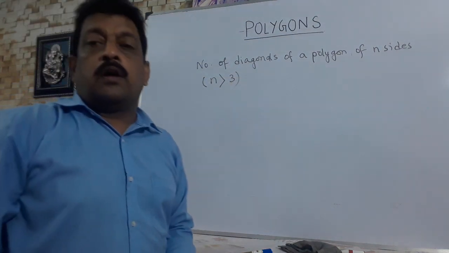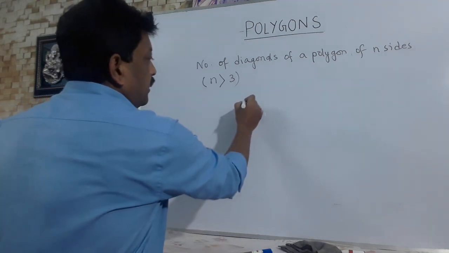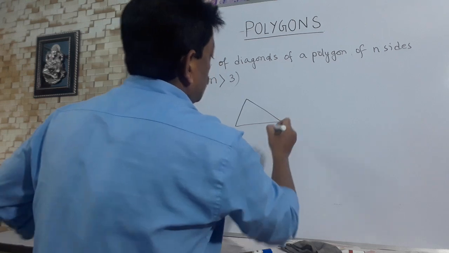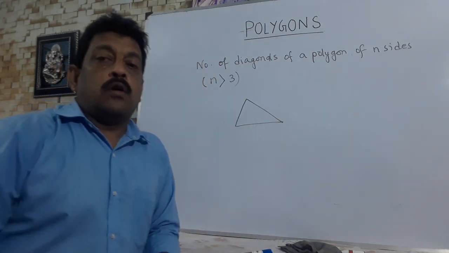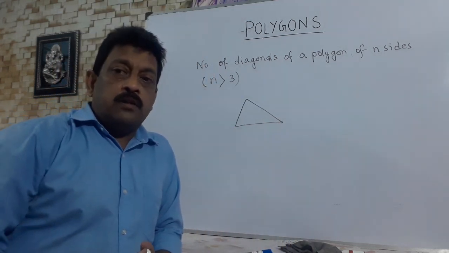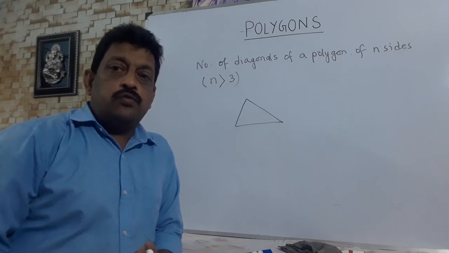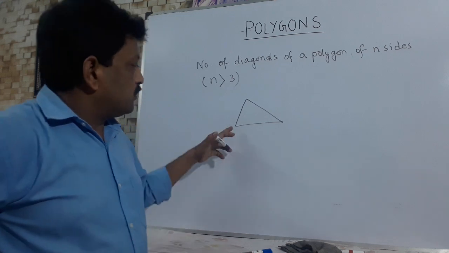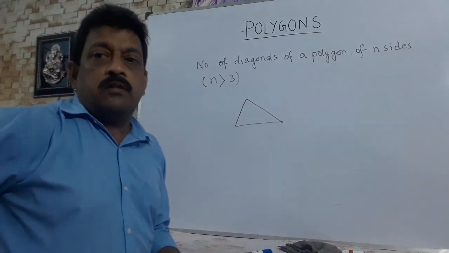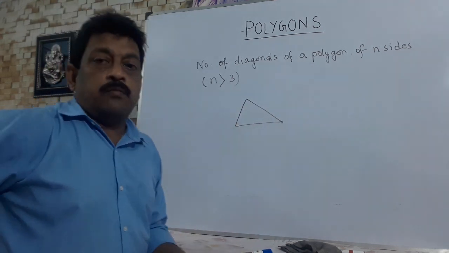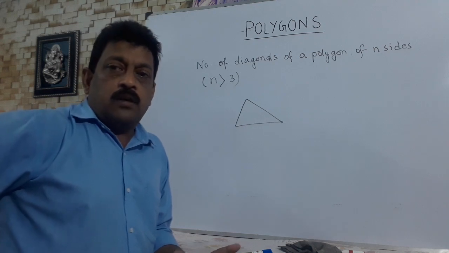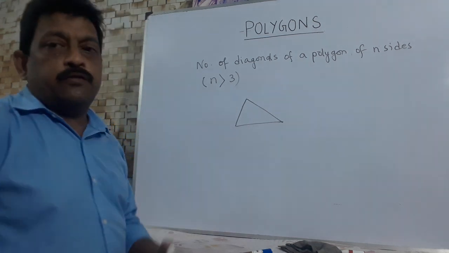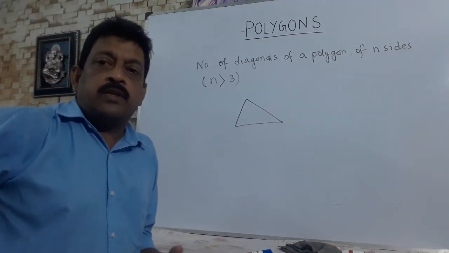We all know a polygon having 3 sides is a triangle. And what is a diagonal? A diagonal is the line segment joining two opposite vertices. So here we cannot draw any diagonal because the vertices are already joined, but it is not forming any diagonal. It is forming the sides of the polygon, that is, the sides of the triangle. That is why we have to take the number of sides as more than 3.